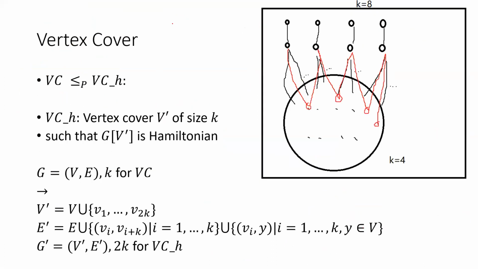It's another new one. We want to reduce VC to VCH. VCH is also a vertex cover problem, but it has some restriction on the vertex cover set. If you have a vertex cover set V prime of size k, then the induced graph must be Hamiltonian, which means it has a Hamiltonian path in this induced graph.